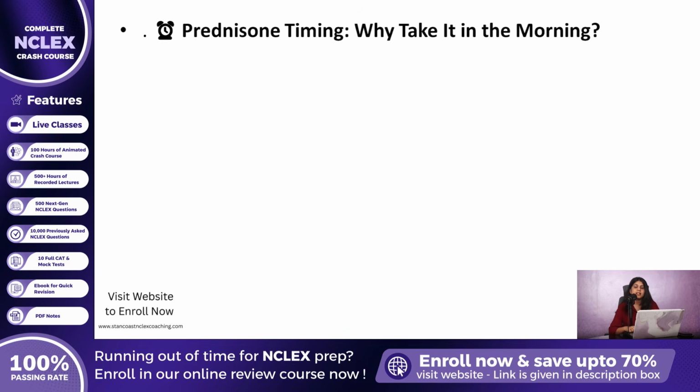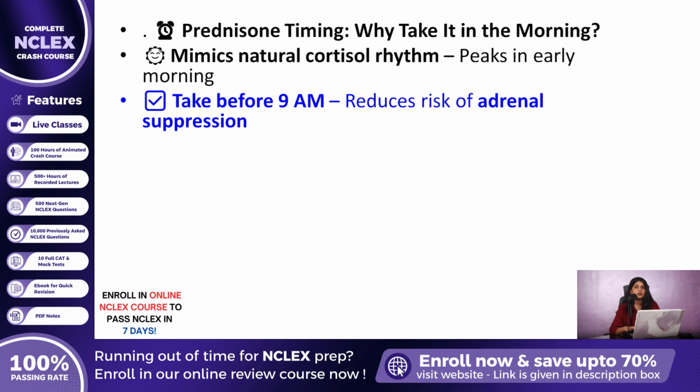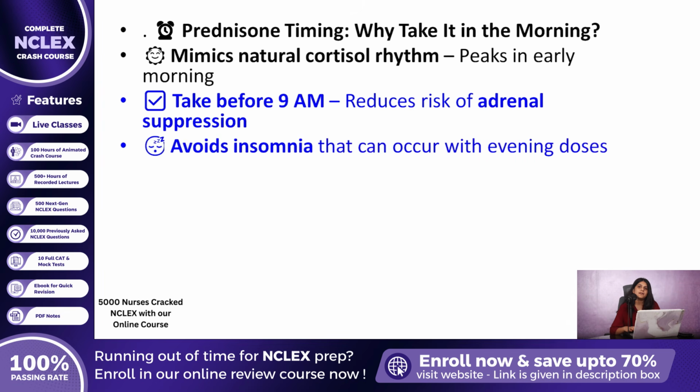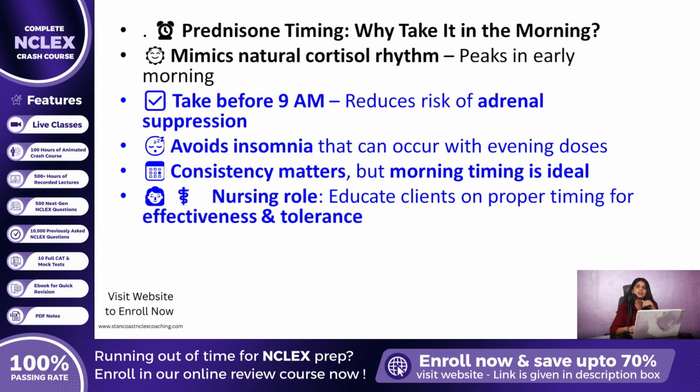Prednisone mimics the body's natural cortisol rhythm, which peaks in the early morning hours. Taking it before 9 a.m. reduces the risk of adrenal suppression and avoids insomnia that may result from evening doses. While consistency is important, morning administration aligns with physiologic hormone patterns. Educating clients on this timing supports both effectiveness and tolerance of the medication.